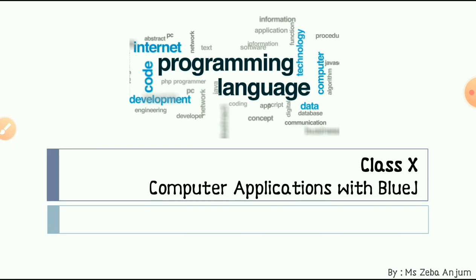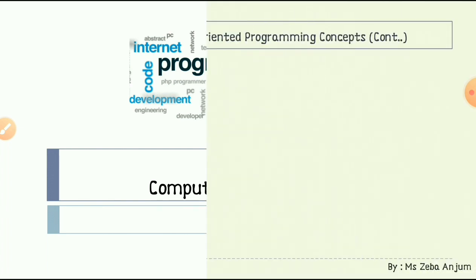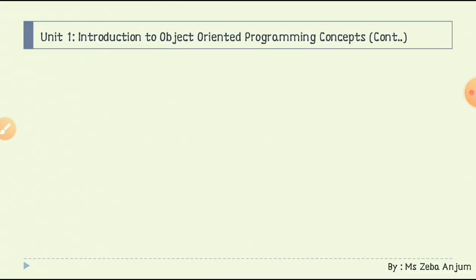This video is about computer applications with BlueJ of class 10th. We have already seen one previous video in which we were discussing chapter number 1, that is your revision of class 9th syllabus. In this, we have already studied some of the topics of introduction to object-oriented programming concept, and we are going to continue with this video with the same.